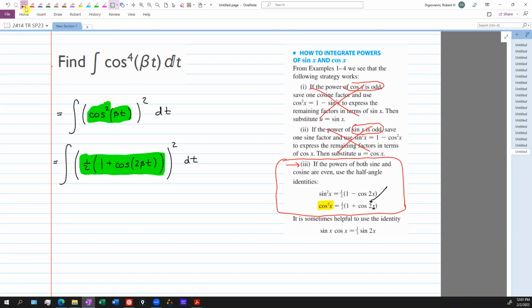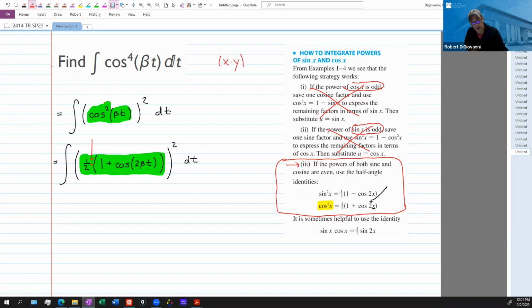Now, what I'm going to do is I need to square this. See that multiplication? I've got a multiplication right there. When you have multiplication, like X times Y, and you square it, you can square the X and square the Y. You can do that with multiplication. I'm going to square the half, and then I'm going to square this whole thing. Let me write it down, then we can talk about it.